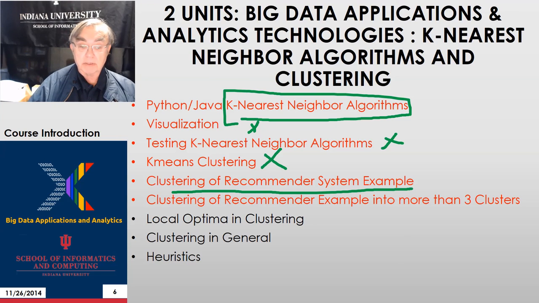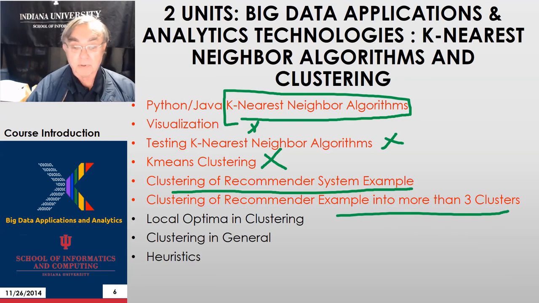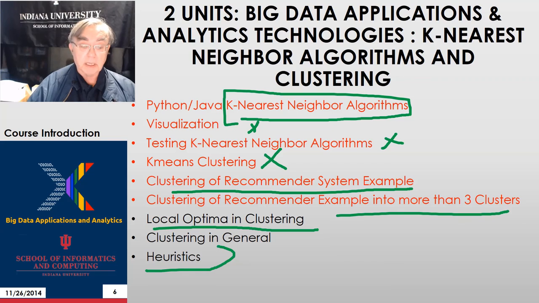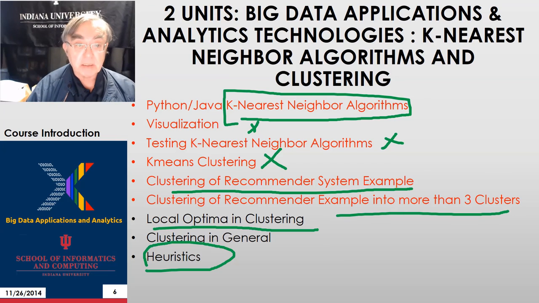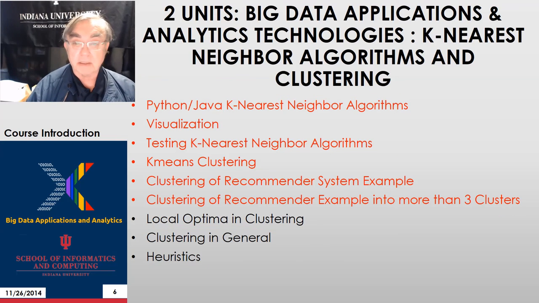So we look at clustering in the recommender system case, and then we discuss that in multiple clusters, more than three. We look at the general aspects of clustering, including local optima, and we look at the general issue of heuristics in computer science algorithms. Heuristics are very important. They're methods which are not precise methods, but they're methods that actually work. So anything that works should be looked at thoughtfully.